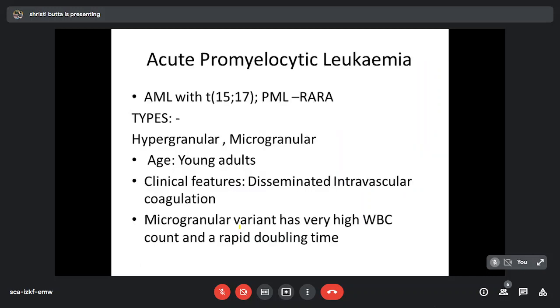Now coming to a very important acute myeloid leukemia, a very important topic for all the postgraduate trainees, acute promyelocytic leukemia. As you all know, this case is associated with a translocation t(15;17) or a PML-RARA. There are two types. It's either hypergranular variant or a microgranular variant. Young adults or young females are usually affected, and patients usually have a disseminated intravascular coagulation. The microgranular variant has a very high WBC count and a rapid doubling time according to WHO.